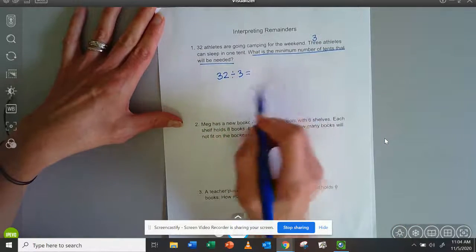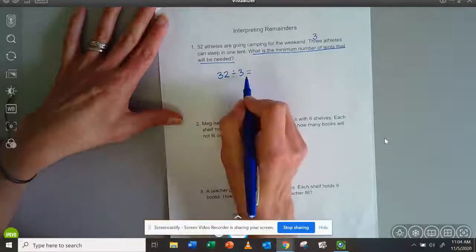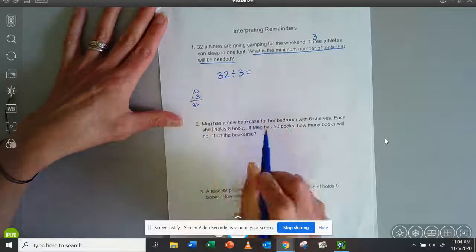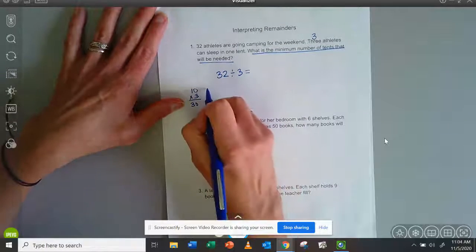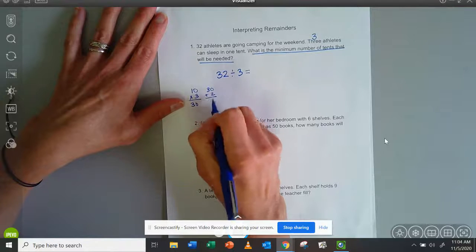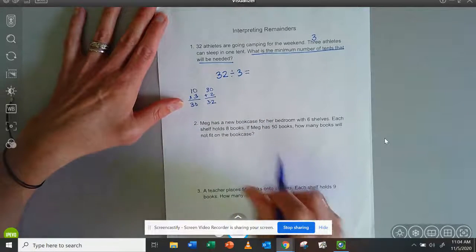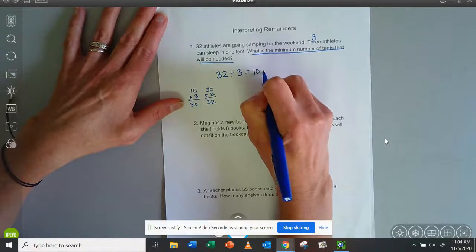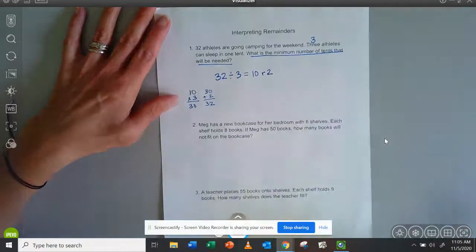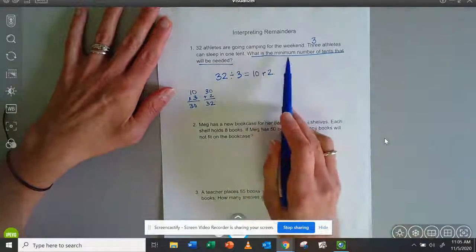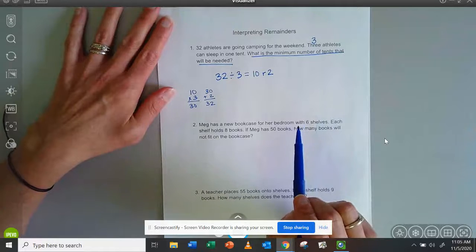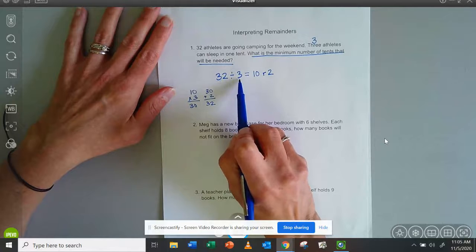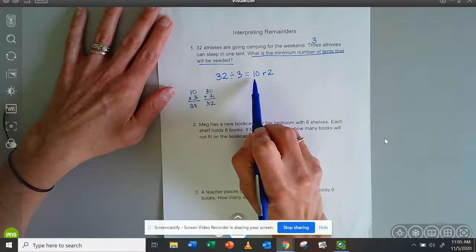I'm going to do what we did just a minute ago, and I'm going to say, well, I know 10 times 3 is 30. That's really close to 32. In fact, it's only 2 away because 30 plus 2 is 32. So the answer to this question is going to be 10 with a remainder of 2, or 2 left over. Now, it says, what is the minimum number of tents that will be needed? If I have 32 athletes and I break them up into groups of 3, I'm going to have 10 groups of 3. Okay, so let's picture that.